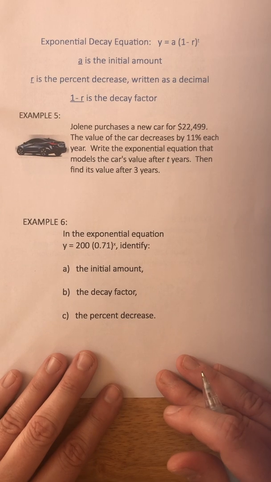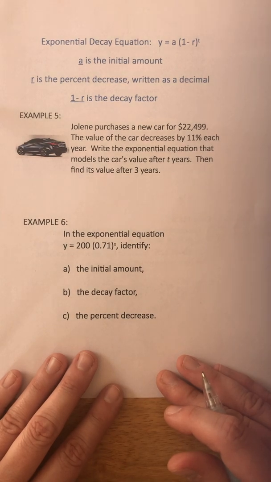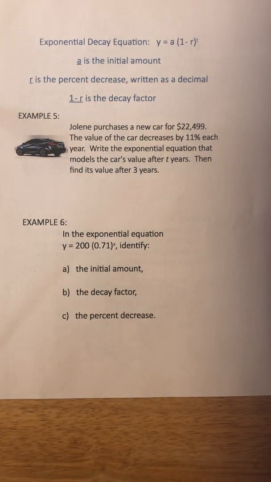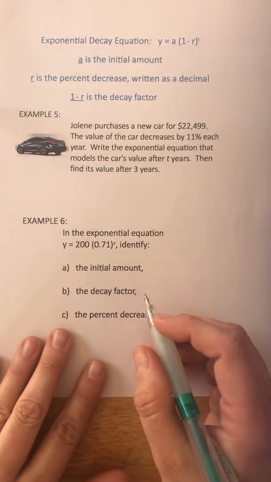So example 5, Jolene purchases a new car for $22,499. The value of the car decreases by 11% each year. Write the exponential equation that models the car's value after t years and then find its value after 3 years. So again, we're going to have 2 answers. The first answer is an equation where we use t in our problem. The second answer is going to be a monetary value because we're going to be plugging in a number for the t.